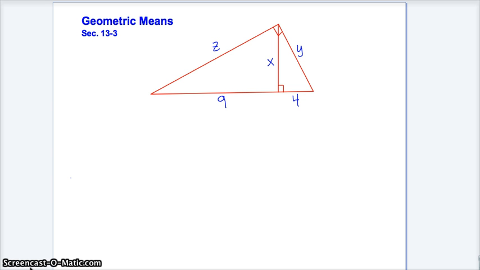Today's lesson is all about geometric means. In today's lesson, you'll learn how to find the missing lengths of right triangles using the geometric means.